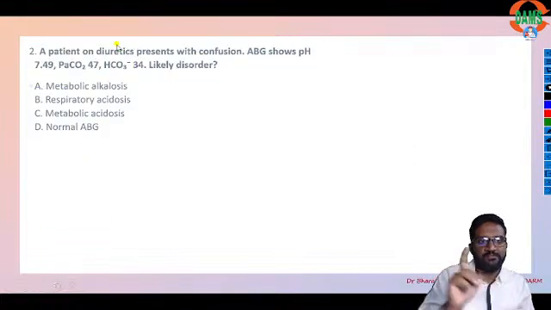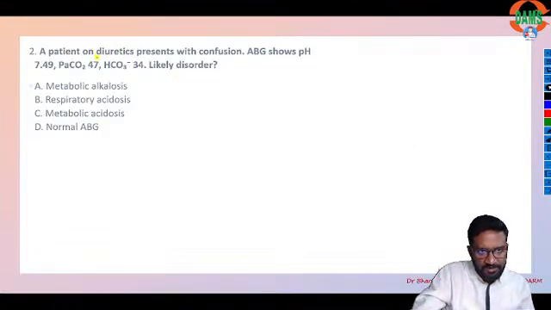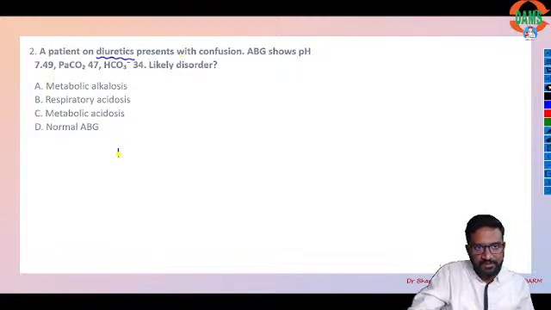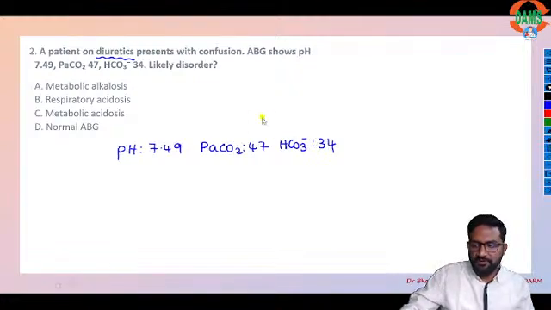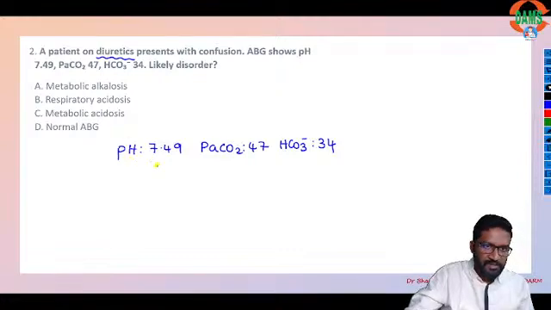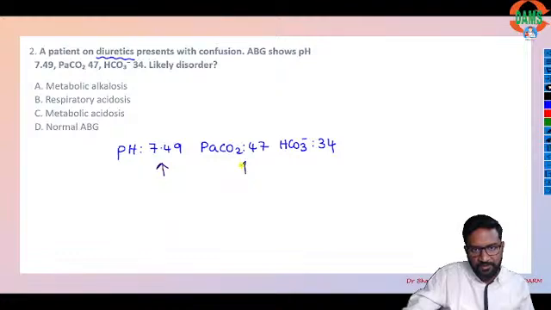Then this is also another simple question. A patient on diuretics presents with confusion. This is the ABG given. What is the disorder? See, these days ABG questions are being asked in a very simple manner, not so complex, but know the algorithm and be thorough how to identify the primary disorder within seconds. Just to draw arrow marks. pH increased, CO2 increased, bicarbonate increased.